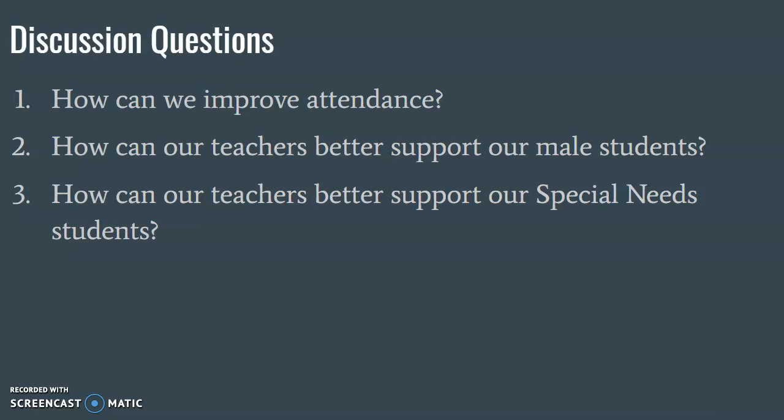Now that we have looked through and analyzed our data, and we have identified some strengths and weaknesses, we can now look over a few questions that we can discuss in a group. First is, how can we improve school attendance? Next, how can we equip our teachers to better support our male students? Lastly, how can we equip our teachers to better support our students with special needs?